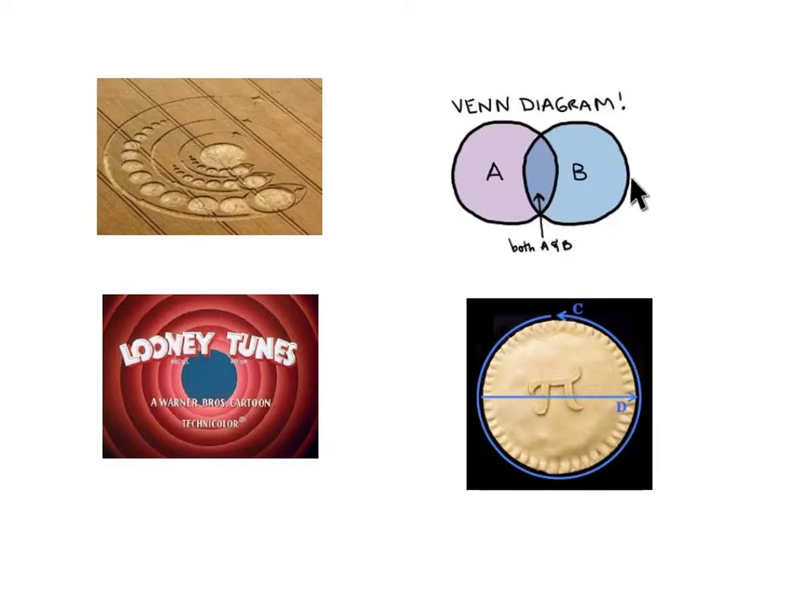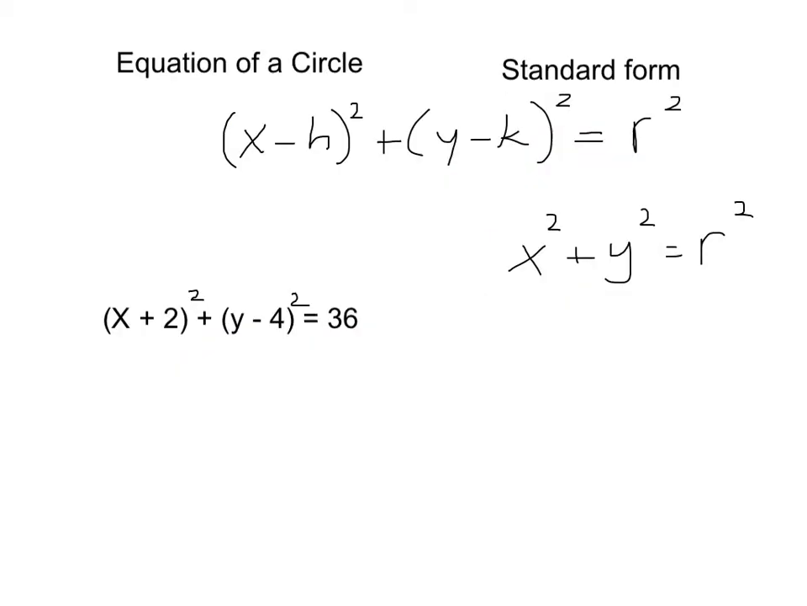And Venn diagrams, if you'll remember those, where we have a set of A objects, a set of B objects, and then the part where they overlap. All those are done with circles.